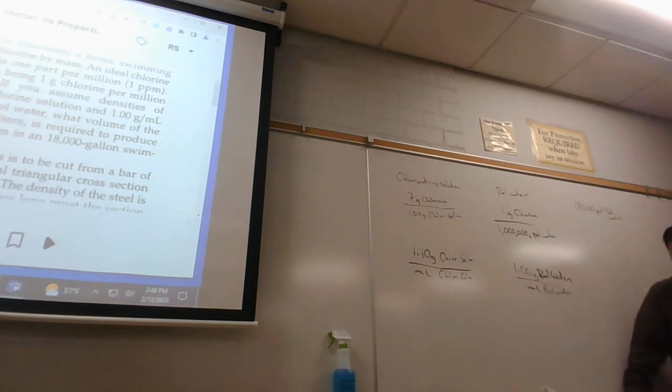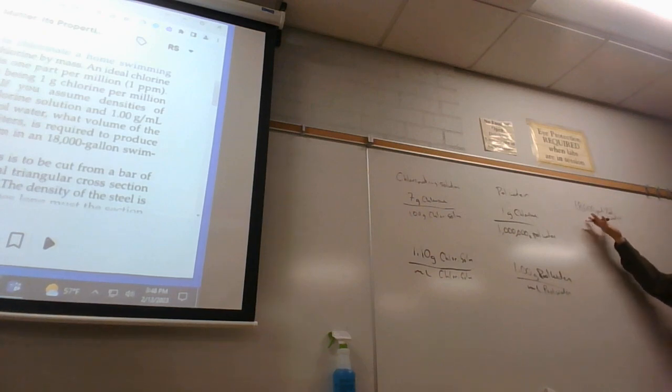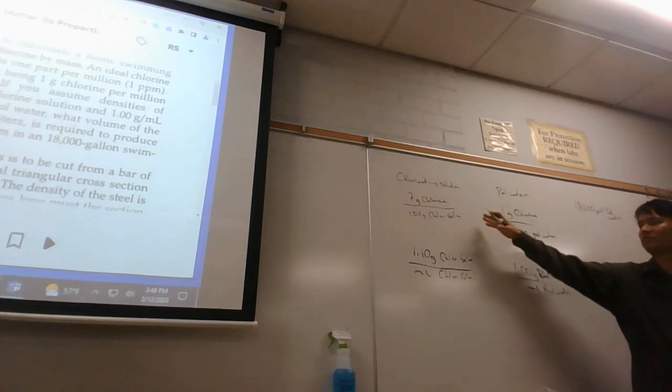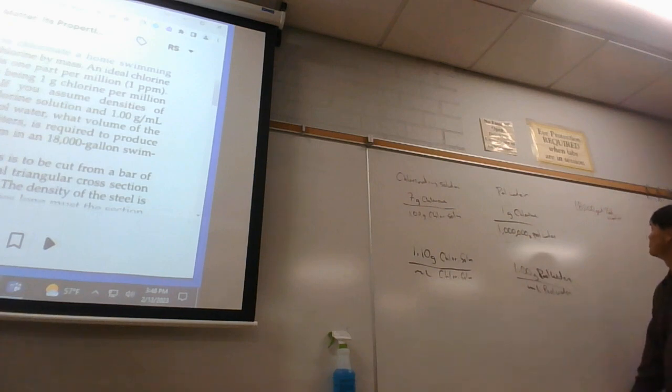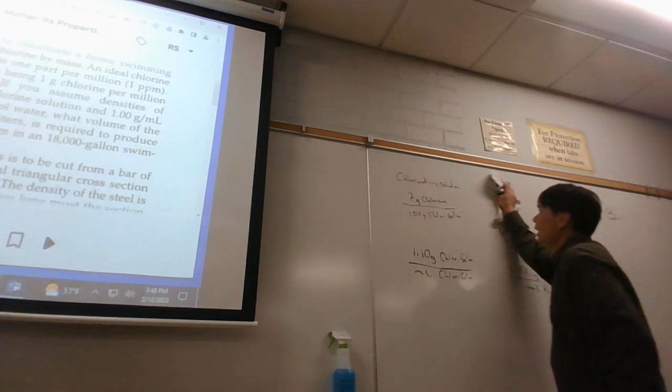And so if we have a choice, when we start off a problem in dimensional analysis, we like to start off with an extensive quantity. If I change this, it's going to change the volume. Volume is extensive, mass is extensive. So we typically start with these, and these we use as conversion factors in dimensional analysis. So let's go ahead and start off with the 18,000 gallons of pool water.